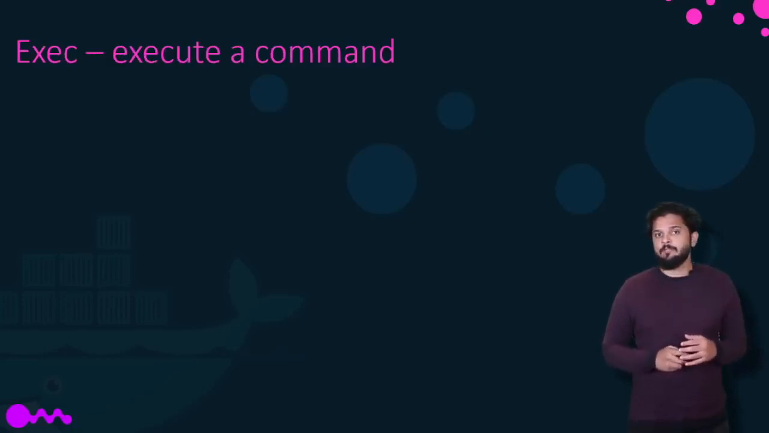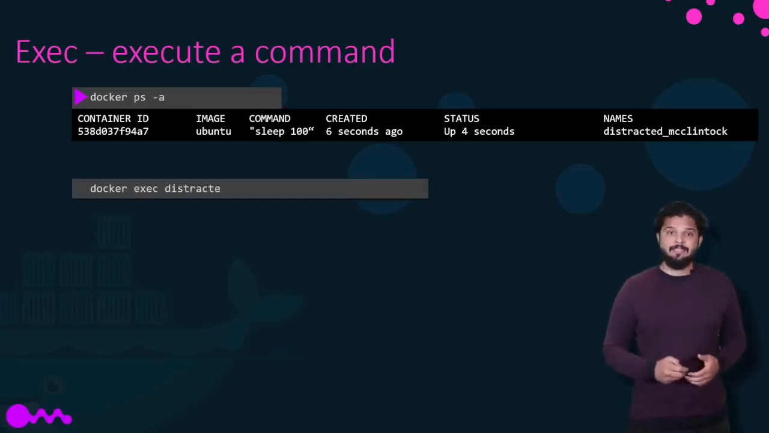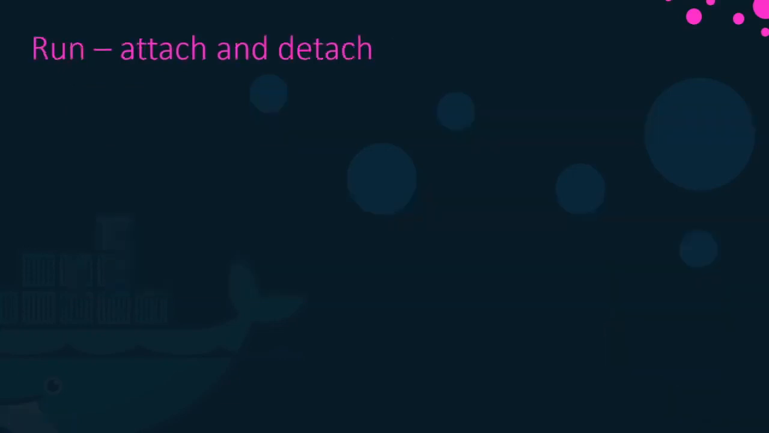But what if we would like to execute a command on a running container? For example, when I run the docker ps command, I can see that there is a running container which uses the Ubuntu image and sleeps for 100 seconds. Let's say I would like to see the contents of a file inside this particular container. I could use the docker exec command to execute a command on my Docker container. In this case, to print the contents of the etc hosts file.